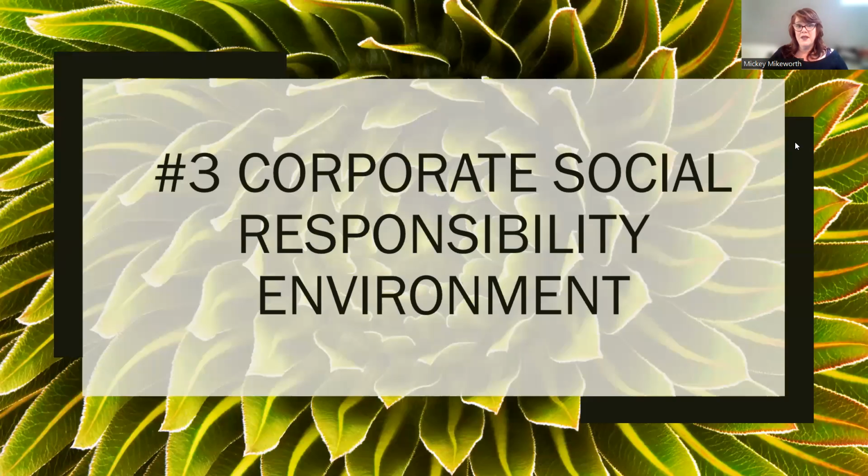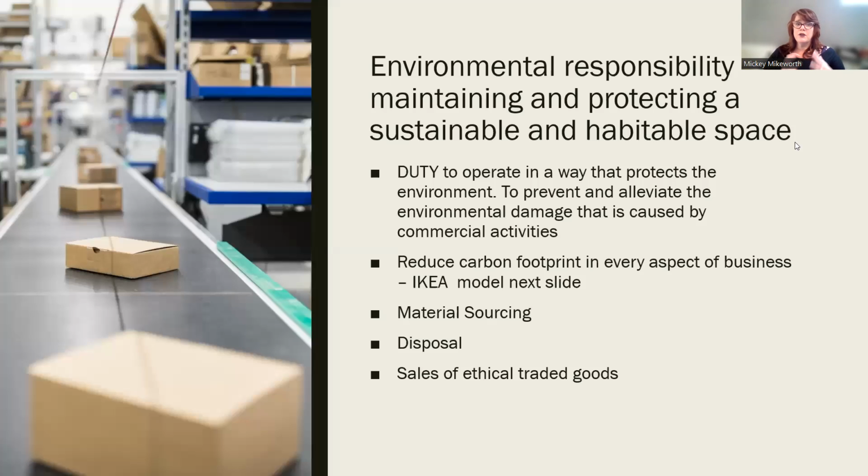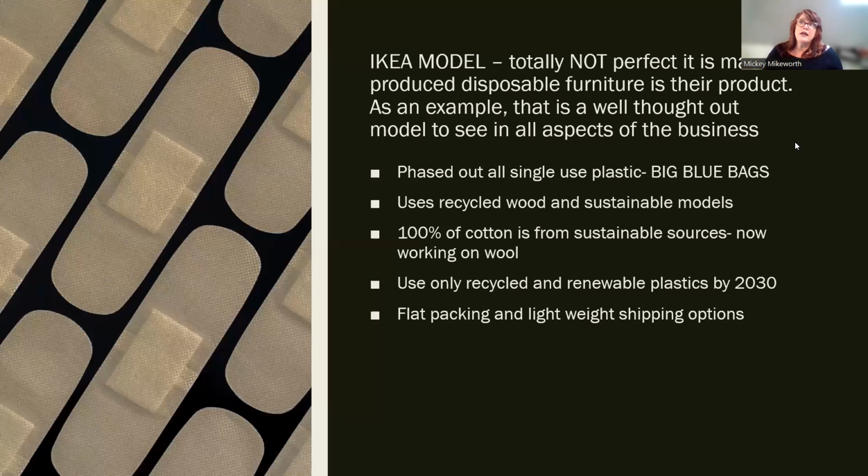So number 3 is the environment. We hear a lot about it, and there are so many super easy ways to be able to protect the environment. So I want you to think about that, right? Maintaining and protecting an environment that's sustainable and habitable. So we're going to look at just how IKEA did that, but it's reducing that carbon footprint. And sometimes that's material sourcing, it's disposal. It's interesting. IKEA has done a lot of great work at understanding how they're doing it.